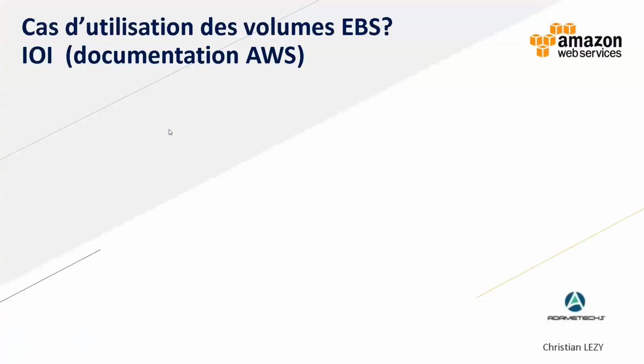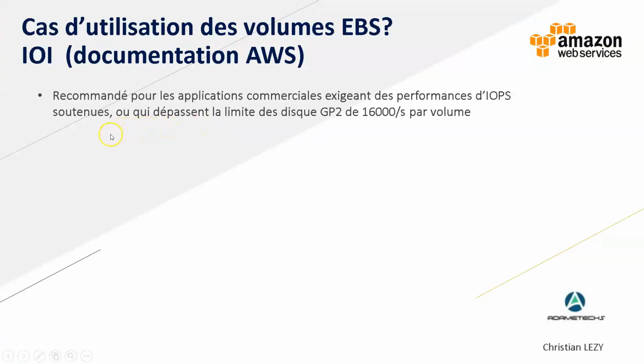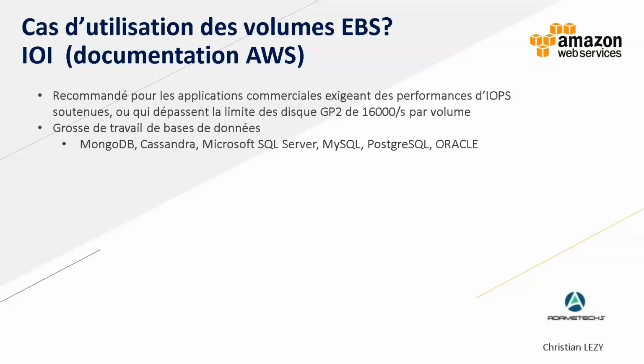We will switch to the IO1 volume type, which is recommended for commercial applications requiring very sustained input and output performance that exceeds the GP2 disk limit of 16,000 inputs and outputs per second per volume. When the limits of GP2 are exceeded, it's necessary to switch to IO1. It supports large database workloads such as MongoDB, Cassandra, Microsoft SQL, MySQL, PostgreSQL, or even Oracle.